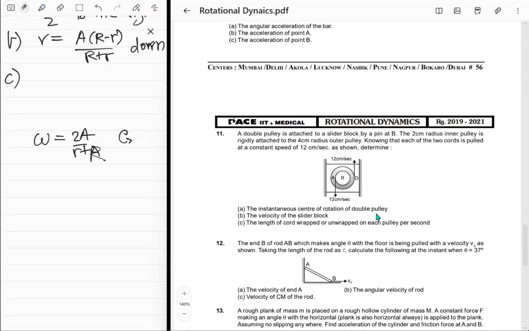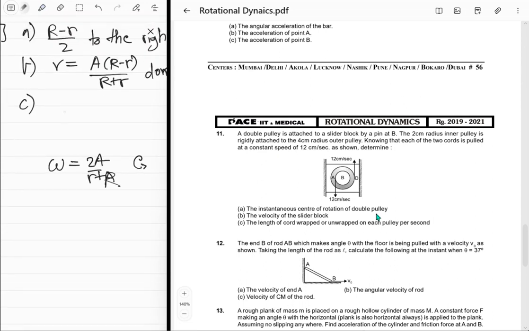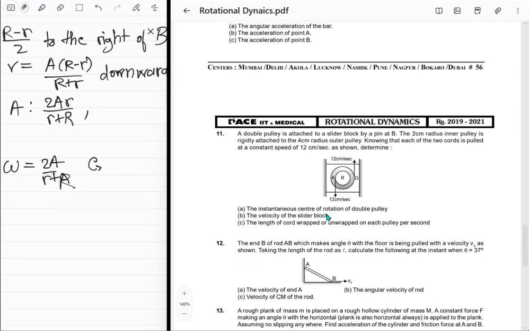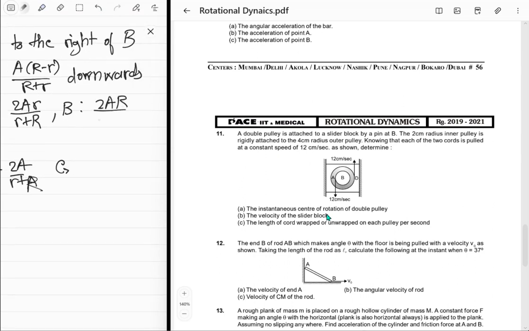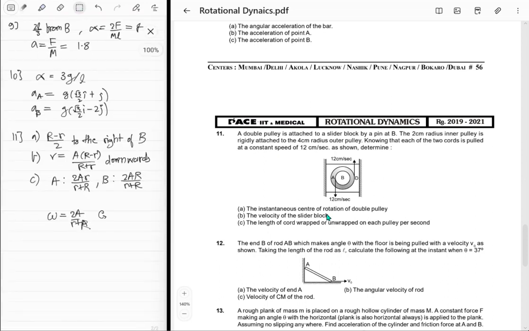C. Length of the cord wrapped or unwrapped. So this is going to be this times, first of all, for the pulley A, this will be, wait, okay, so this pulley, no, call it A. So A will just be omega times small r. So 2A small r upon small r plus capital R. And then B will be 2A capital R upon small r plus capital R, right? Okay, that's cool.